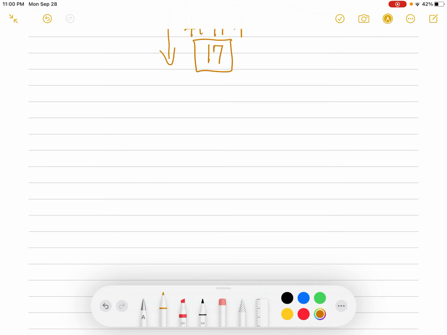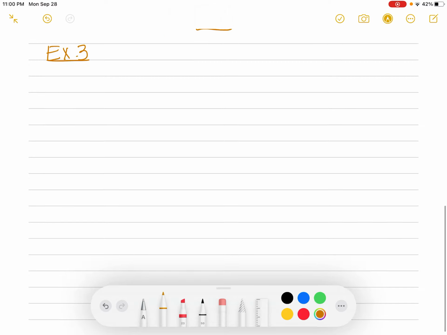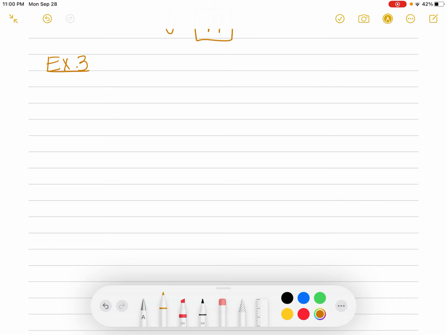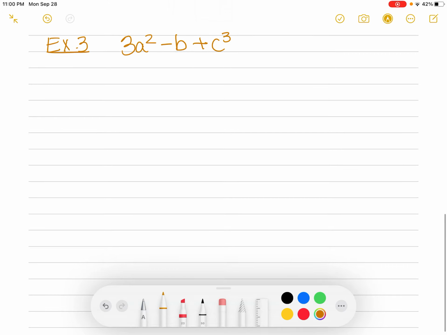Okay, and then we have 2 more. Example 3 is another problem, sort of like these. It's just a little bit harder. Each of them gets a little bit harder. So I want you to try this one on your own. Evaluate 3a squared minus b plus c cubed. Okay, and now I'm going to tell you what a, b, and c are.